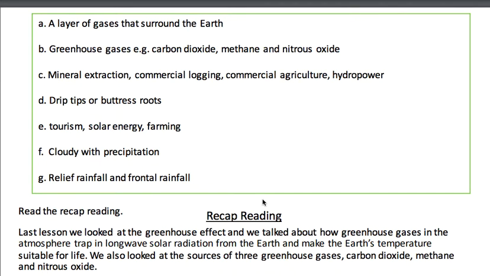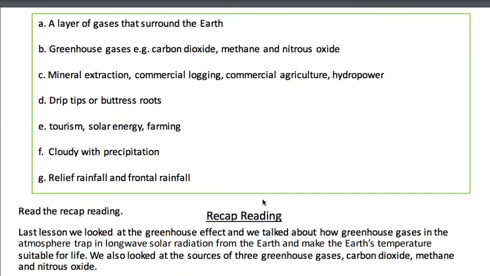So A, a layer of gas that's around the Earth, that's the atmosphere. B, greenhouse gases, e.g. carbon dioxide, methane and nitrous oxide. I say carbon dioxide, you say carbon dioxide. I say methane, you say methane. I say nitrous oxide, you say nitrous oxide.